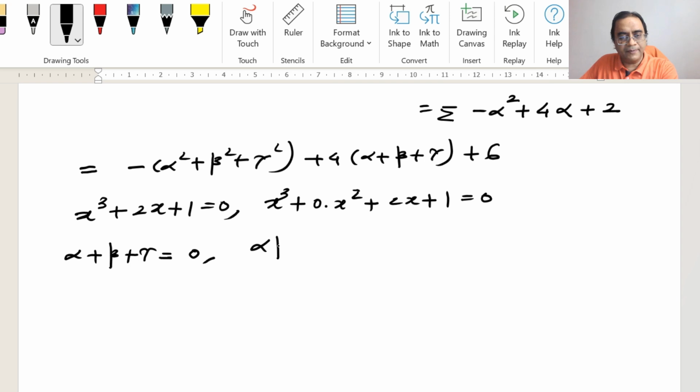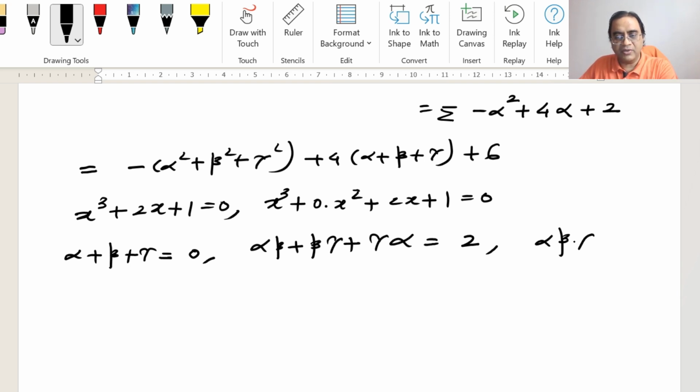Then alpha beta plus beta gamma plus gamma alpha, that is 2, because the coefficient of x is 2. And finally alpha into beta into gamma is the constant 1 divided by 1, the coefficient of x cube, but there will be a negative sign.